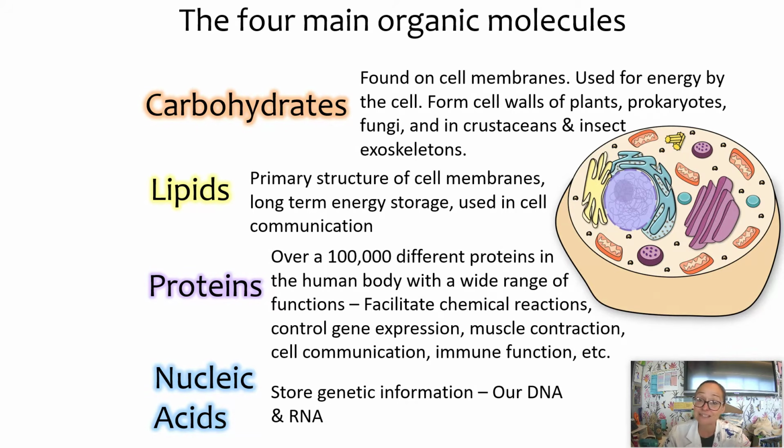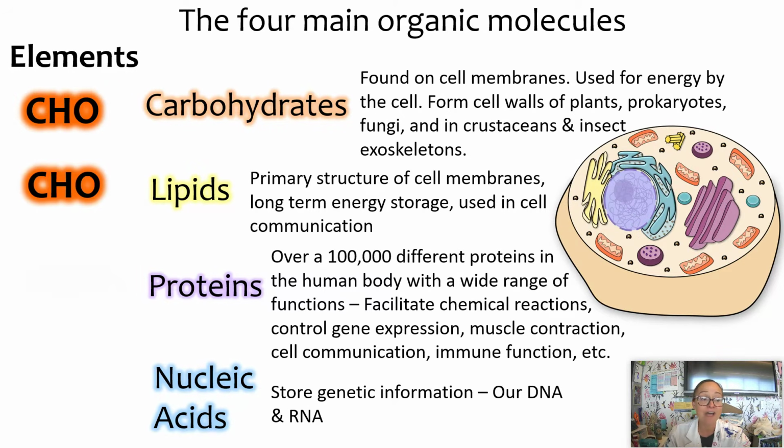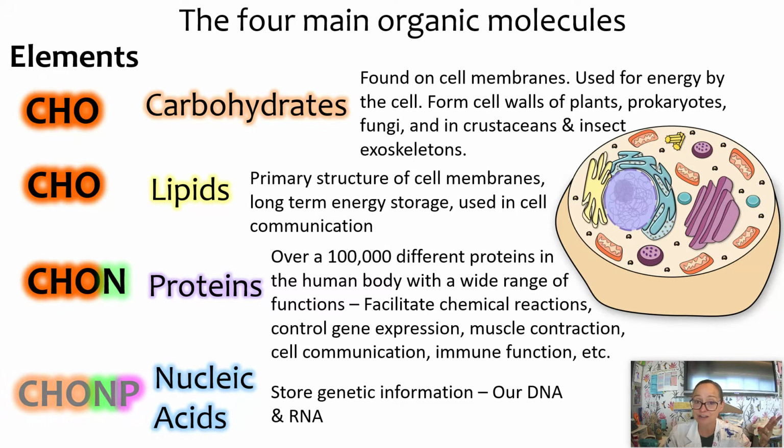The focus of this video, though, is to look at the different elements found in each of these four organic molecules. They all have carbon, hydrogen, and oxygen, thanks to the plants doing photosynthesis and carrying out the Calvin cycle to convert carbon dioxide and water into C, H, and O. However, proteins also have nitrogen, which a plant got from the soil, and nucleic acids, our DNA and RNA, have carbon, hydrogen, oxygen, as well as nitrogen and phosphorus.